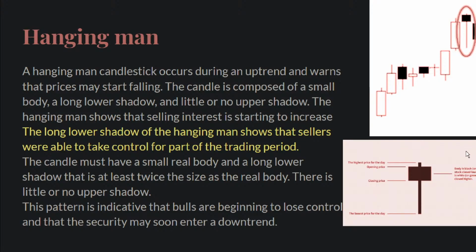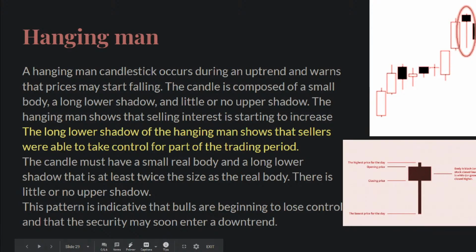The long lower shadow of the hanging man shows that the sellers were able to take control of part of the trading period. But in essence, it didn't finish at the lows because it came back up the majority of what it lost. The candle must have a small real body and a long lower shadow, so you can see it has a small inner body here and a long lower wick there, right? The candle must have a small real body and a long lower shadow that is at least twice the size of the real body.